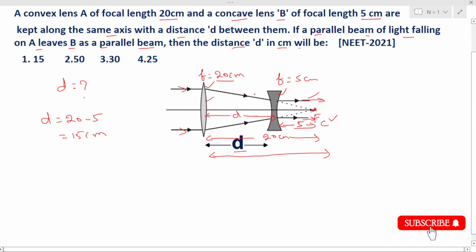On the whole, if you see what is happening, a parallel ray is falling on the convex lens. Because of its converging nature, it converges. Now this converged beam is falling on the concave lens. Because of its diverging nature, what happens? This diverges the converging beam such that the emergent ray is parallel. Now let us move to our next question.